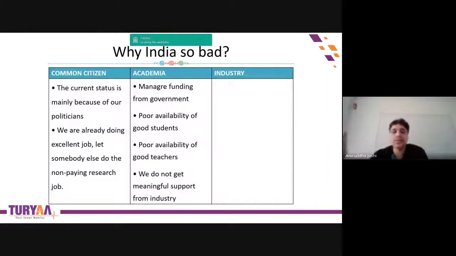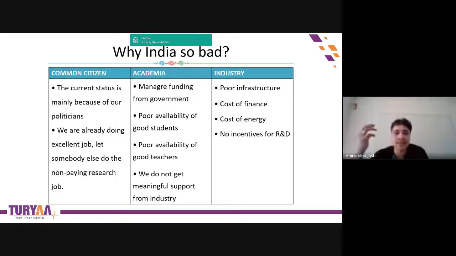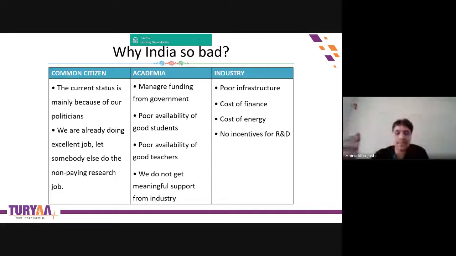Or we do not get meaningful support from the industry. It's a very common excuse given by many people that industry does not want to work with my institute and so on. Industry people again say that this particular institute does not have good infrastructure. They do not know the finances or energies, or they do not have any incentives for R&D. The students are not getting incentivized and so on. So why should we work with them? And again, we are not getting help from academics and R&D and so on. So these are all various reasons given by various people.